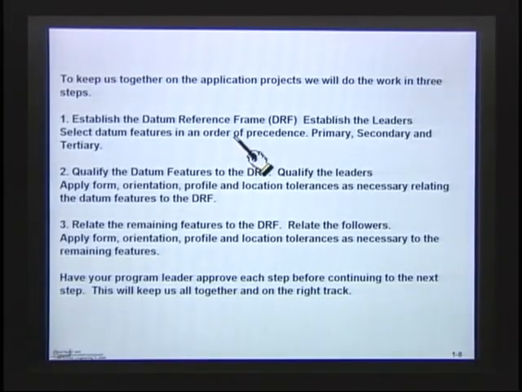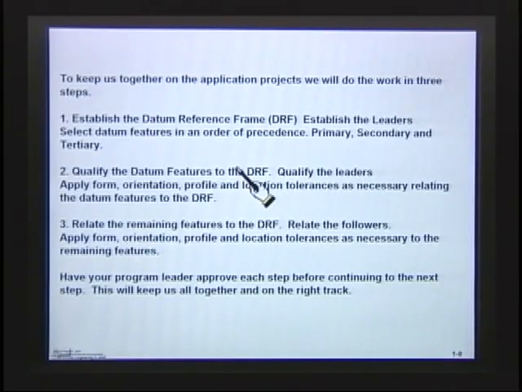So first, what we do is establish the datum reference frame, establish the skeleton, where everything is going to come to. This is your groundwork. Then we relate the remaining features to the datum reference frame. In other words, relate the followers. And you're going to apply any location tolerances or form to the remaining features. We're going to do it in these three steps, at least initially, to keep us going. You'll see what I mean as we get along.